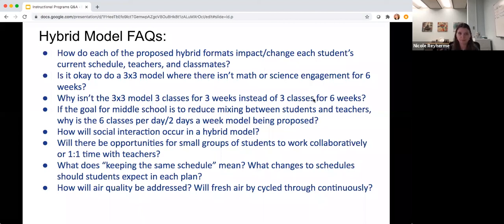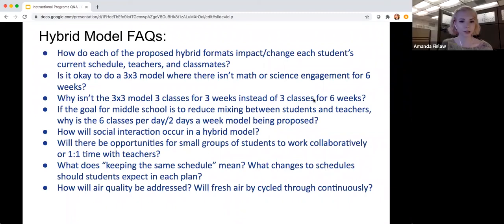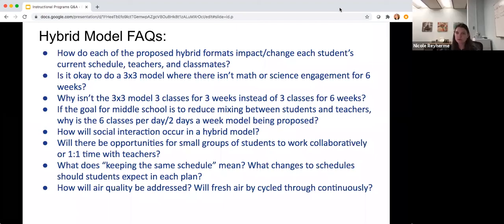Is it okay to do a 3-by-3 model where there isn't math or science engagement for 6 weeks? The 3-by-3 is one of the models that we are considering in our working group. And we know that there may be some students whose schedule makes one chunk of time much more work intensive than another. And we're willing to look in those situations and make adjustments as necessary to make sure that students aren't overwhelmed during those time periods.